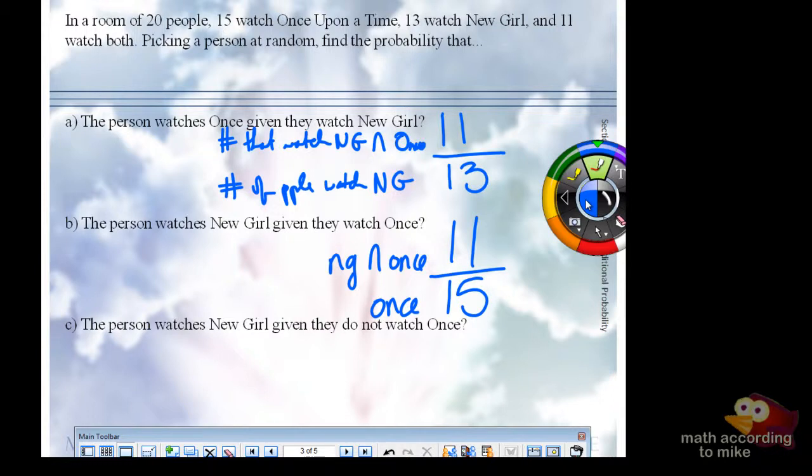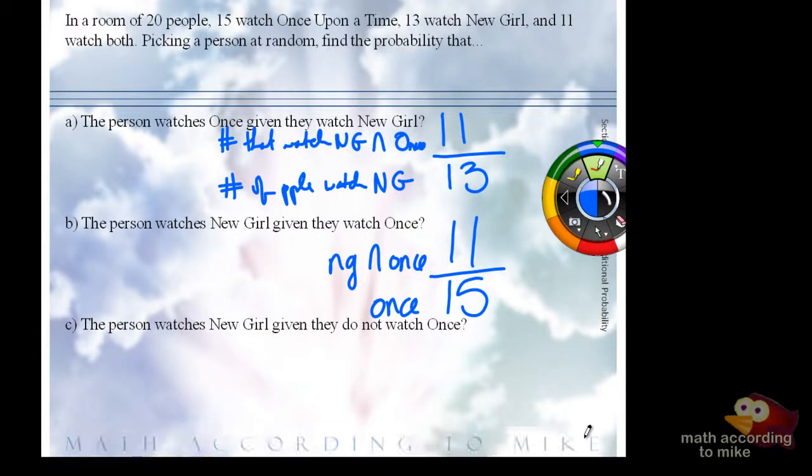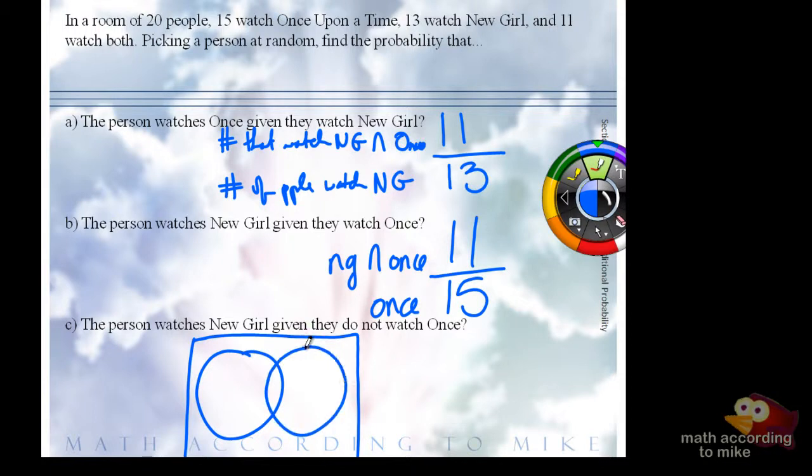Part C. This one's tough. Let's make a Venn diagram before we tackle that problem. I'm going to put it down here. We need 2 circles, one for Once, one for New Girl. We need some cats for Schmidt. No one? That's okay.